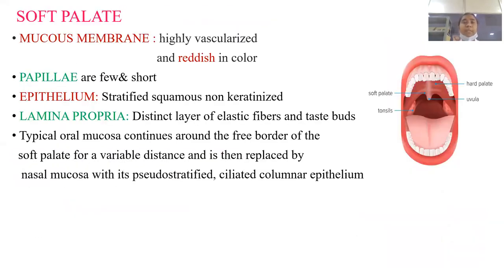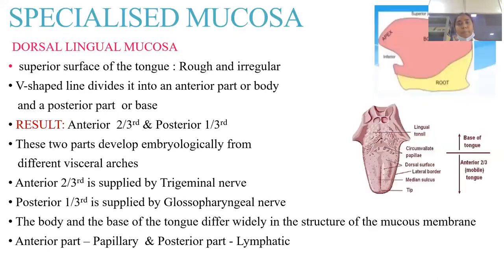Soft palate. Here the mucous membrane is highly vascularized and reddish in color. Papillae are few and short. Epithelium is of stratified squamous non-keratinized type, and lamina propria has distinct layers of elastic fibers and taste buds. Typical oral mucosa continues around the free border of the soft palate for a variable distance and is then replaced by nasal mucosa with its pseudostratified ciliated columnar epithelium.